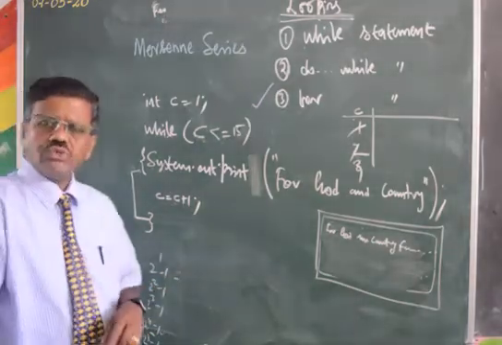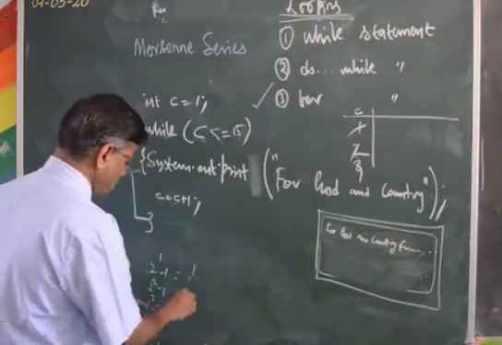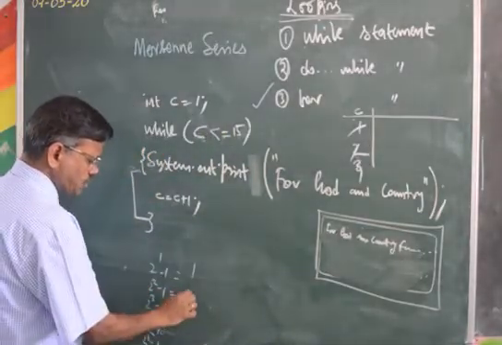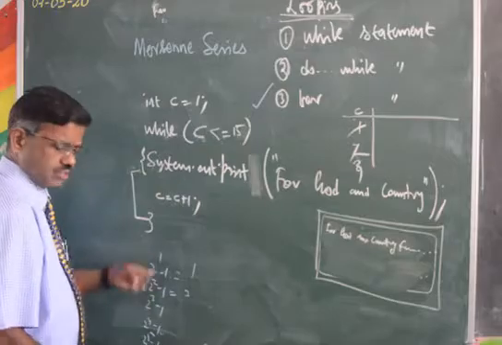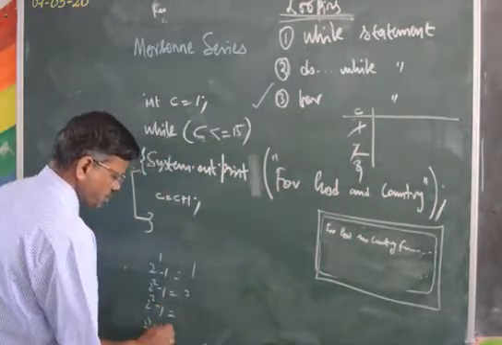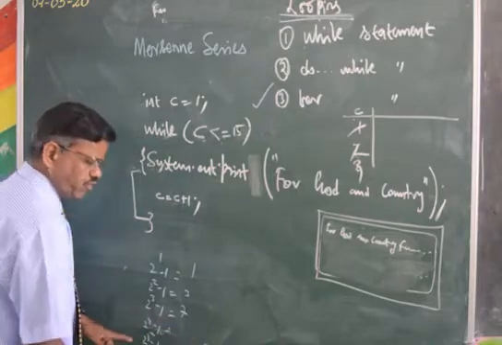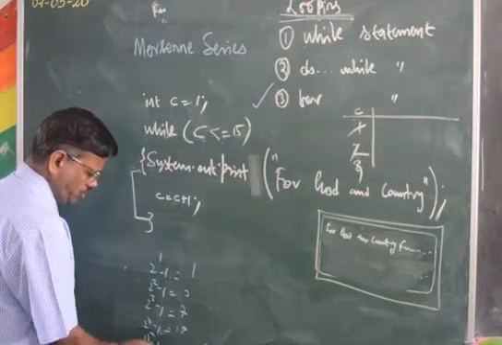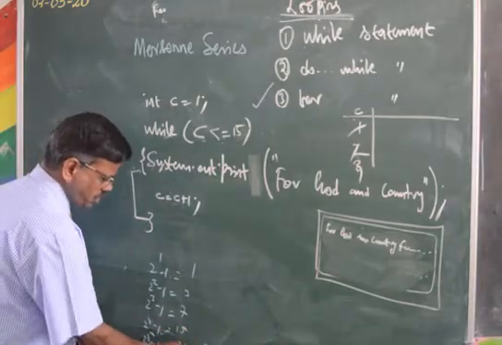2 to the power of 1 is 2. 2 minus 1 is 1. 2 square is 4. 4 minus 1 is 3. 2 cube is 8, 2 into 2 into 2. 2 2s are 4, 4 2s are 8. So 8 minus 1 is 7. 2 to the power of 4 is 16, minus 1 is 15. 2 to the power of 5 is 32. 32 minus 1 is 31.